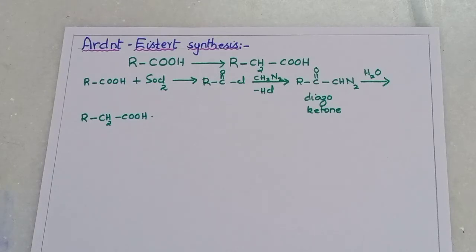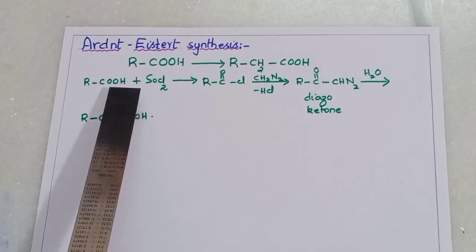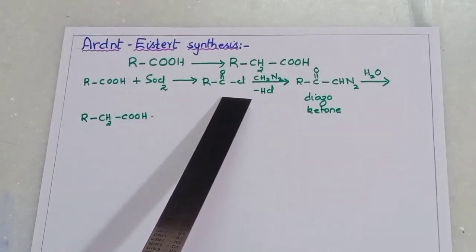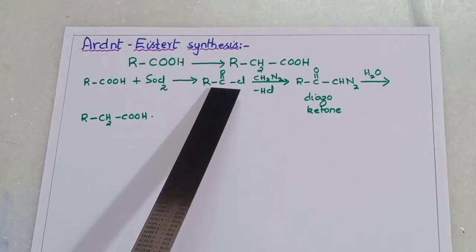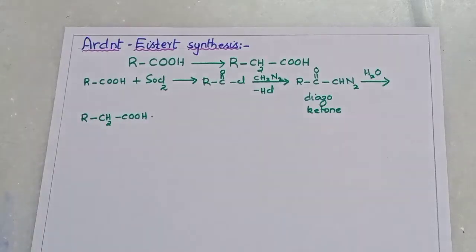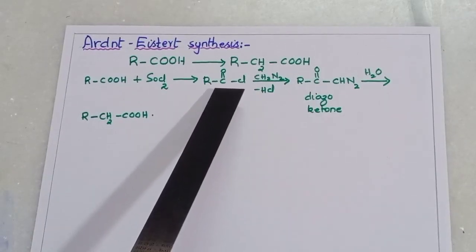We started with RCOOH plus thionyl chloride, SOCl2. First, when RCOOH is treated with SOCl2, it is converted into RCOCl. You must be remembering this RCOCl; we call it an acid chloride. Generally RCOX, we call it an acid halide.